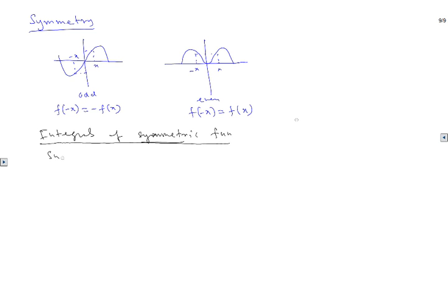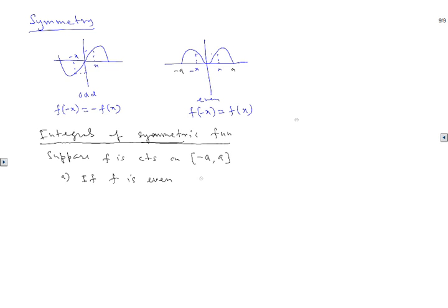So suppose f is continuous on the interval from negative a to a, symmetric. Okay, negative a to a. So what it says, the first one: if f is even, what's gonna happen?